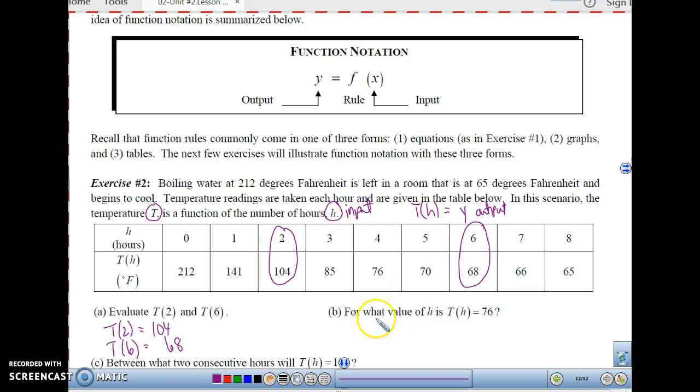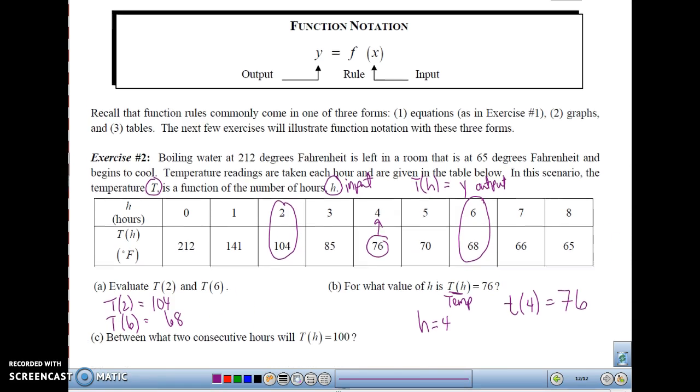Okay, how about this one? For what value of H is T of H equal to 76? All right, when you see T of H is 76, what is that telling you? T of H is the temperature. So they want to know when the temperature is 76, how many hours does that happen? Well, we have to go to T of H here. Here's 76. That would be H is equal to 4. So what they're saying is T of 4 is equal to 76. So when you see T of H, that's saying the temperature over a certain number of hours.